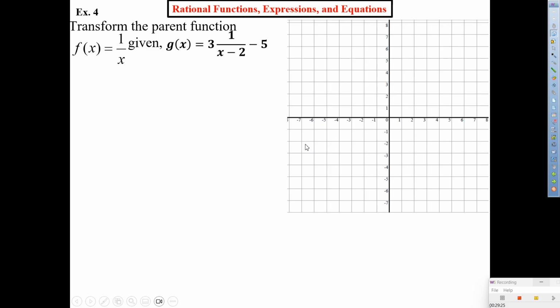And by the way, send me your notes. Example number 5. Transform the parent function f of x equals 1 over x given g of x equals 3x minus 4 over x minus 1. So copy that. Make a little coordinate plane. I'll wait for you guys. Make sure it's nice and neat. Go.